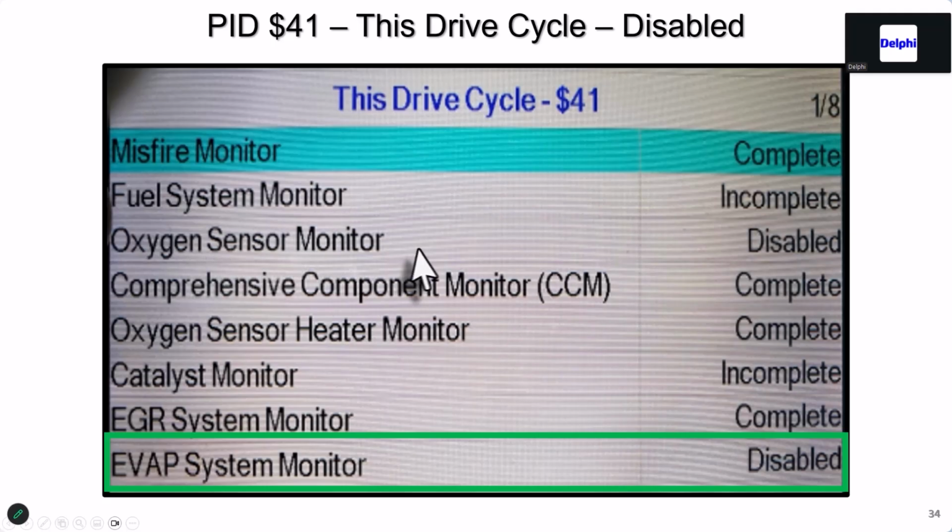It says the O2 sensor monitor is disabled. On all the other cars I've ever seen with this, it's not going to run. If you run into any Nissans where it says disabled when you start it up, hold your breath, because I'm going to show you in the next slide.